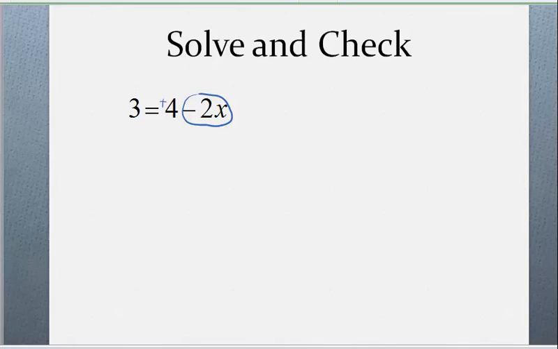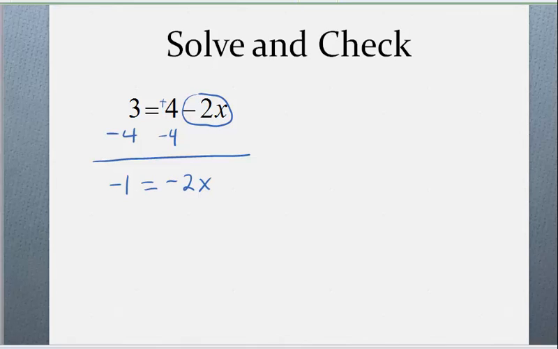So I want to get rid of that positive 4 that's on the right side with the variable, so I have to use the opposite, which is negative 4 or minus 4. Now I have 3 minus 4, that's negative 1 on the left. The positive 4 and negative 4, that's 0, so that goes away. And I have a negative 2x on the right.